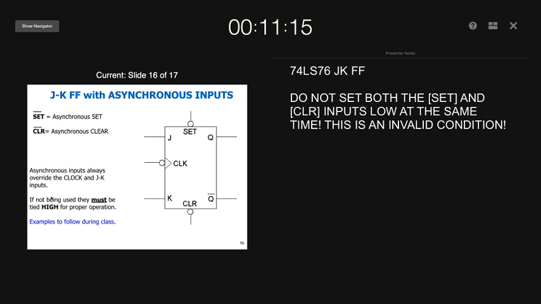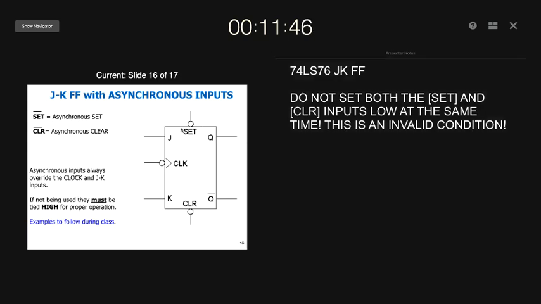Okay, notice my note. So if we tie these high, then J and K operate exactly the way they did on the previous slide. Notice the clock is falling edge, 1 to 0 transition activated. It could very well be rising edge, but in this case it's falling edge. If we activate the set or the clear, don't do so at the same time. You'll put the flip-flop in an invalid condition.